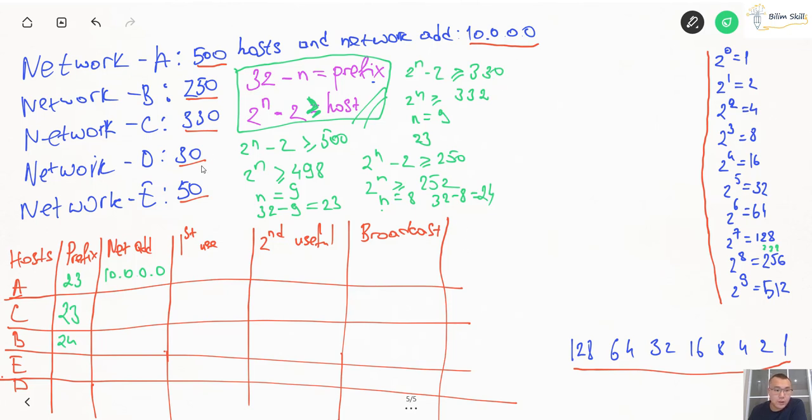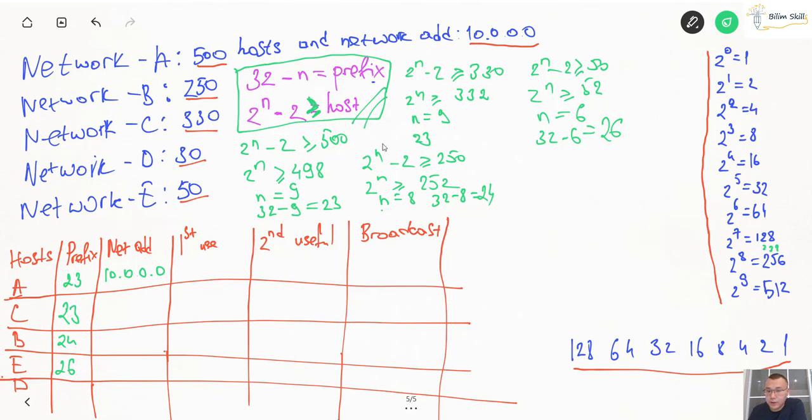Okay, and the network E. Network E, 50. We have to calculate for that. 2 power of n is greater than or equal to 52, and n will be equal to 6, and 32 minus 6 will be 26, right? Here the prefix is 26, and last one D.